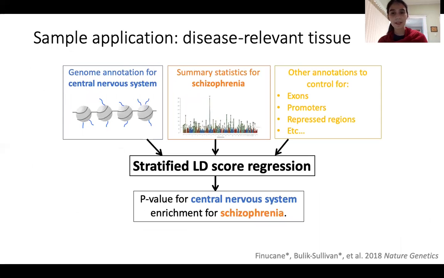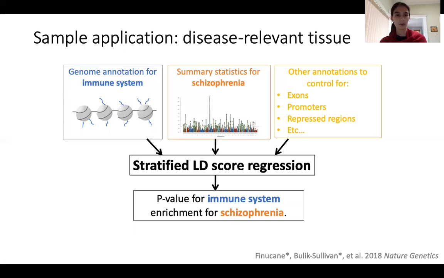So I'll close by giving a sample application from some of the work that I did with collaborators using partitioned heritability to identify disease-relevant tissues and cell types. And so stratified LD score regression, which is our tool for partitioning heritability, can take as input a genome annotation corresponding to a tissue or cell type. And so you can think of this as a set of SNPs that is active by some definition in that tissue or cell type. So for example, near a gene that's highly expressed or in an epigenetic mark that's activating in that tissue or cell type. And then summary statistics for a trait of interest and then other annotations to control for in a joint model. And then we'll get out a p-value for enrichment for this particular tissue.